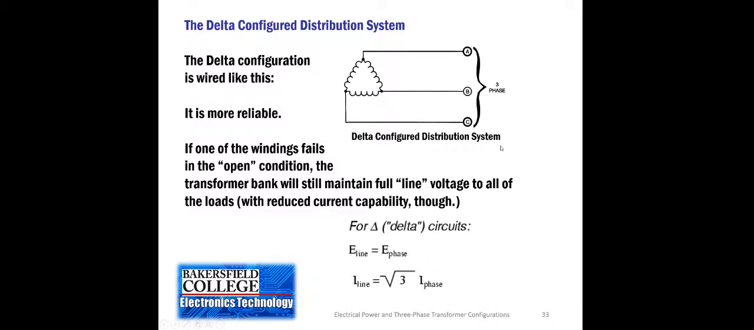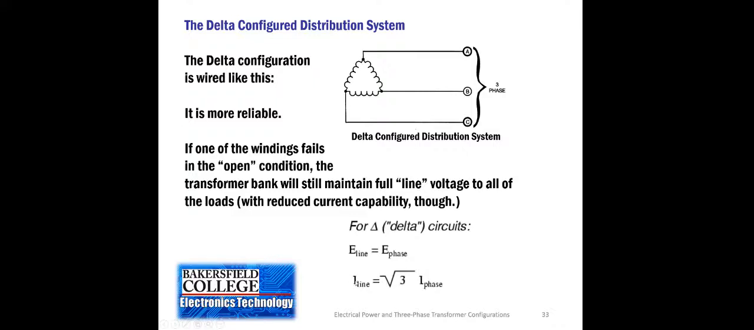Now, a delta configuration is the opposite of a Y in terms of the math involved. For a Y, current was the same. For a delta, voltage is the same. So the line voltage and the phase voltage would be the same value. Remember that the phase is the voltage across the coil. The line current and the phase current are where the square root of 3 comes into play. So if I knew the phase current, I would multiply by the square root of 3. That would give me the line current.